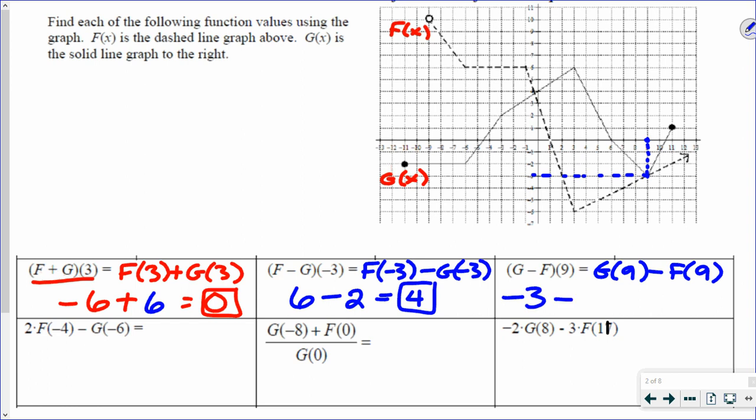Okay, minus, and I couldn't help but notice when I was doing that this particular point is on both the graph of f and the graph of g. So they're going to have the same y coordinate. So I'm just going to end up with -3 minus -3, which again will end up equaling 0.